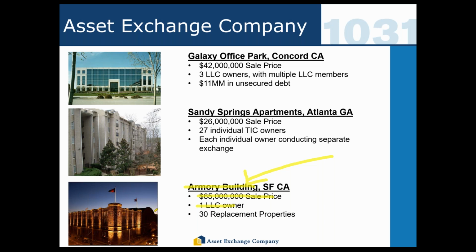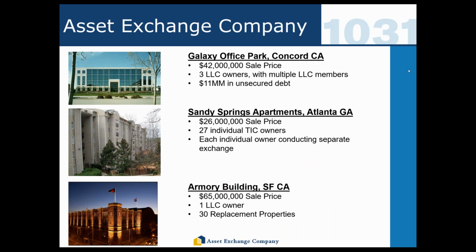The LLC then went out and bought 30 replacement properties within 180 days. Okay, absolutely, perfectly legitimate, right? Very big transaction. It was actually a pretty simple transaction. There was only one owner. There's a lot of money that came out of that property, and they used all that money to go out and buy 30 replacement properties. So you could sell one property, you could buy 30. You could sell two properties, you can buy one. You've got the ability to do multi-property exchanges in the 1031 exchange process.